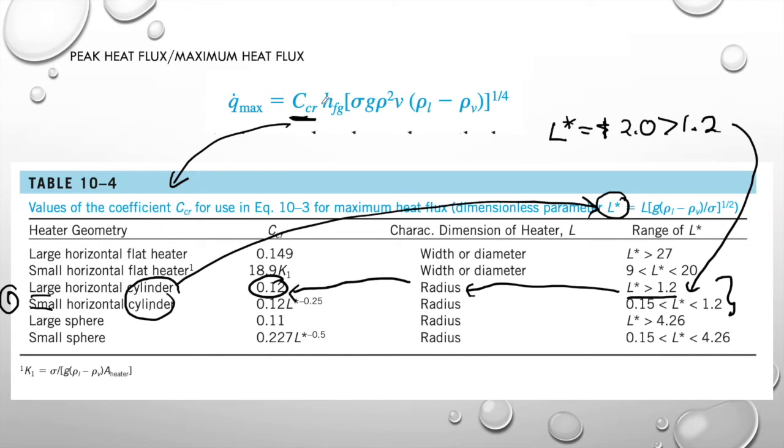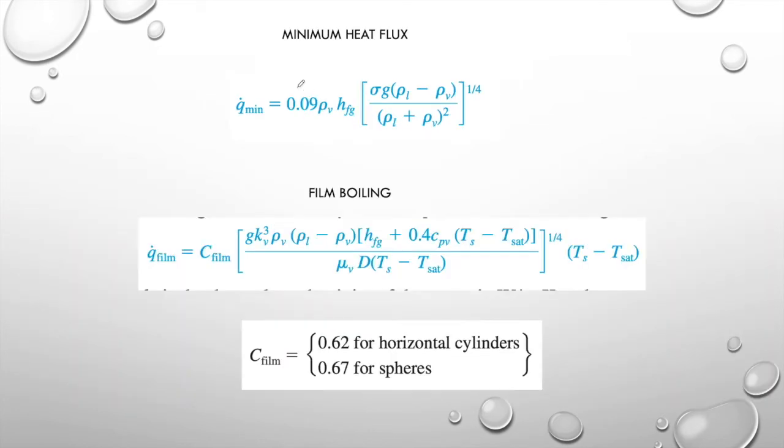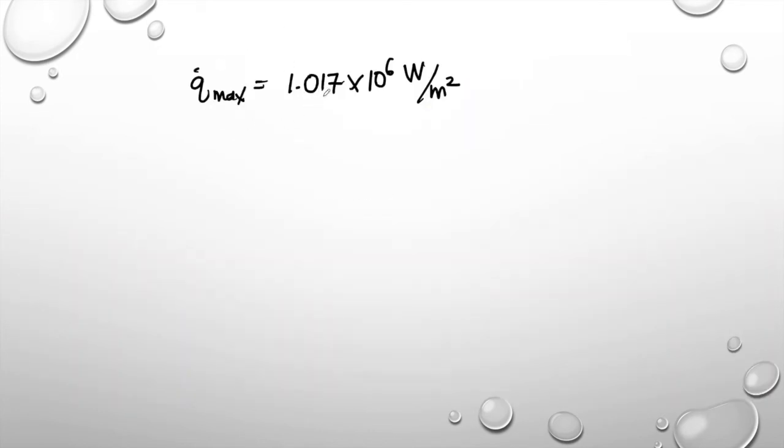You already have your CCR value, 0.12. Substitute into this equation, HFG, all of these properties, and then you will get the Q maximum. So my Q maximum is 1.017 times 10 to the power of 6 watt per meter square. Since that equation is too long to write down, I only give you the value. You have to calculate by yourself. Substitute all the values, all the properties inside that equation.